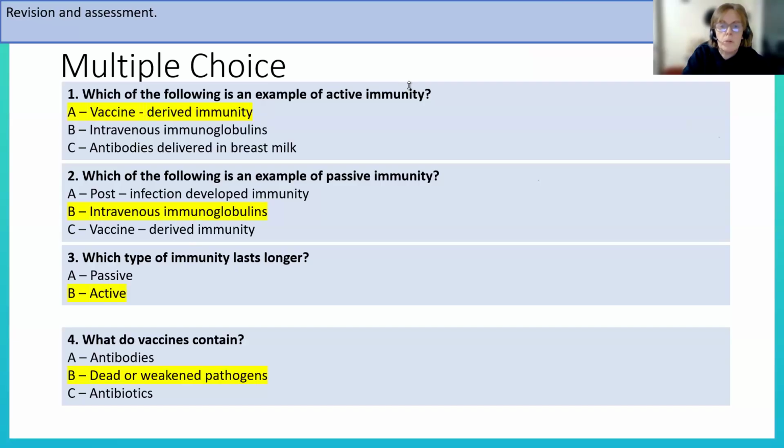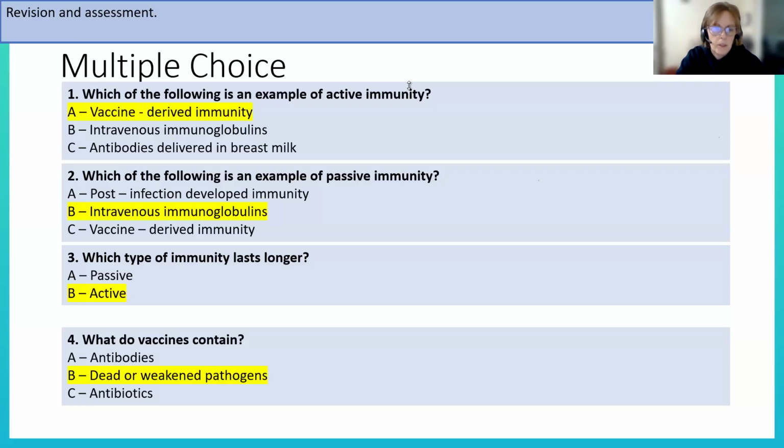Passive immunity is when you get an intravenous infusion of immunoglobulins. So if you've had an infection or you've had a vaccine, you're producing your own immunity. No, immunoglobulins, the first one wouldn't be B as well. Immunoglobulins are antibodies that have been given intravenously, into the vein.